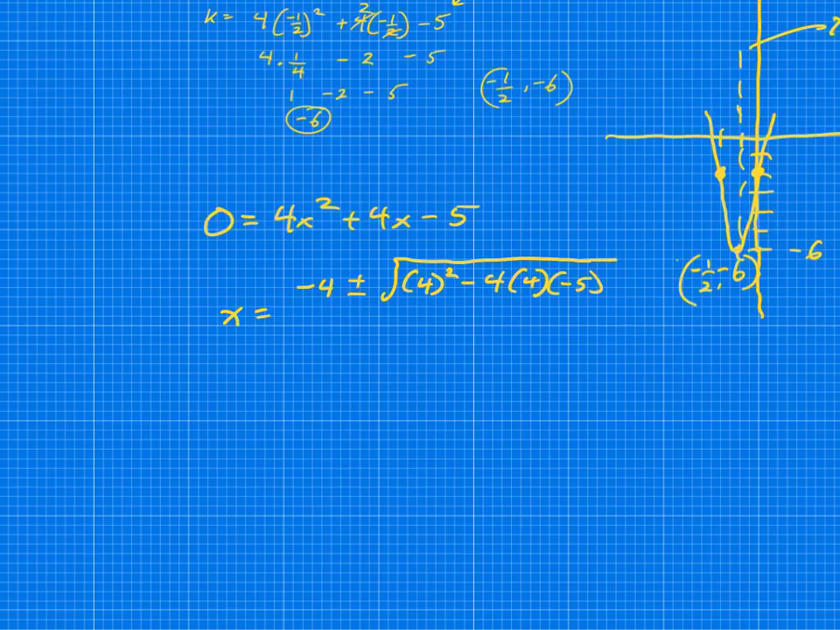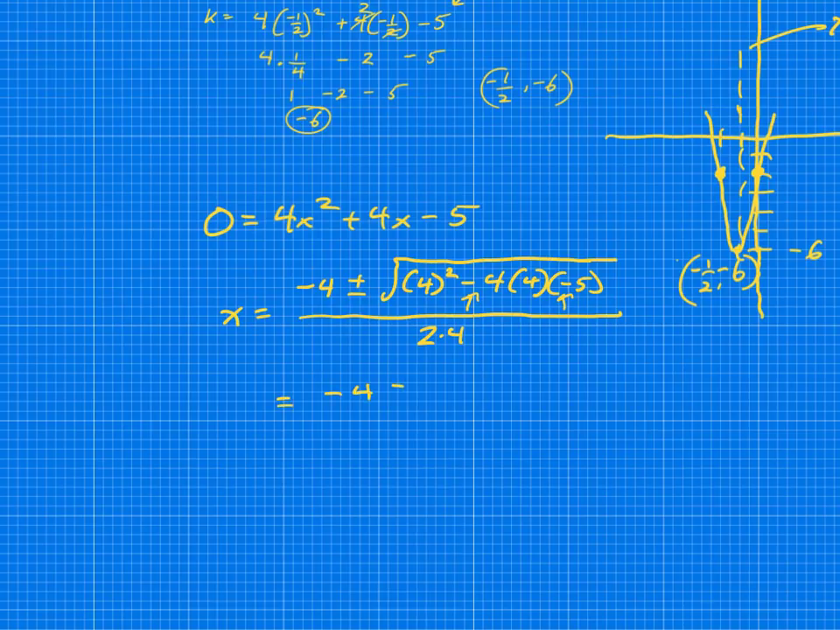Now let's be careful here. We got a negative, and we have a negative here. That's going to make this whole thing a positive. This whole thing is over 2 times a, which is going to be 2 times 4, which is eventually going to be 8. So keep going.